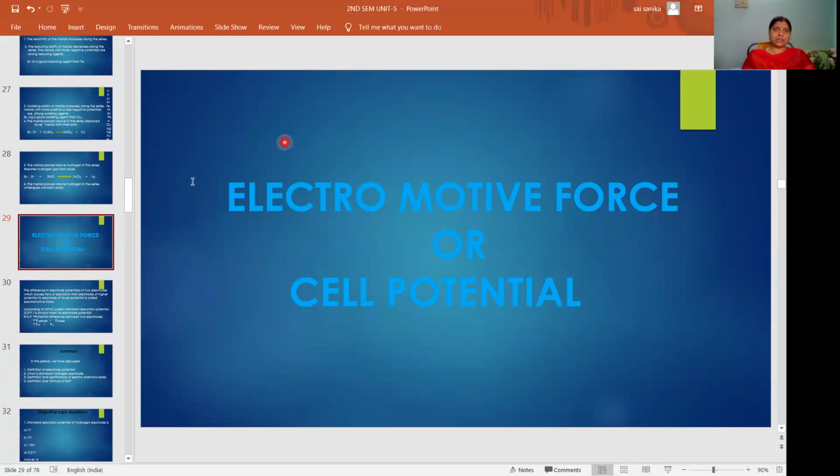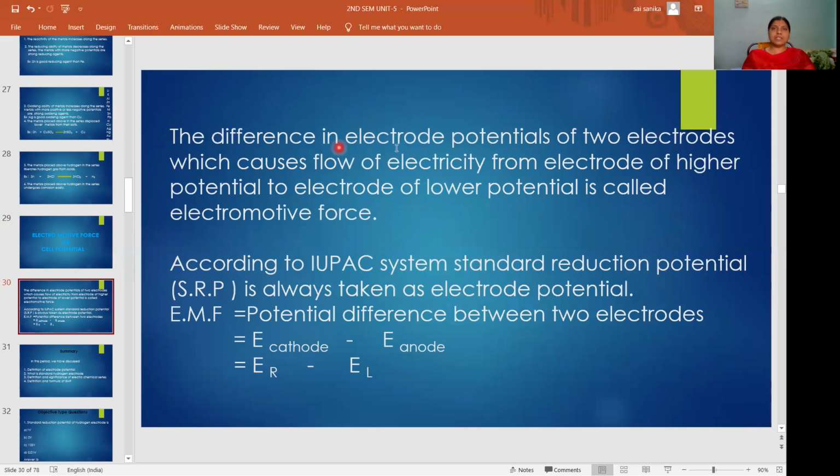Next, come to electromotive force or cell potential. Our unit name is itself electromotive force. So what is electromotive force? You will see here. The difference in electrode potential of two electrodes which causes flow of electricity from the electrode of higher potential to the electrode of lower potential is called electromotive force.